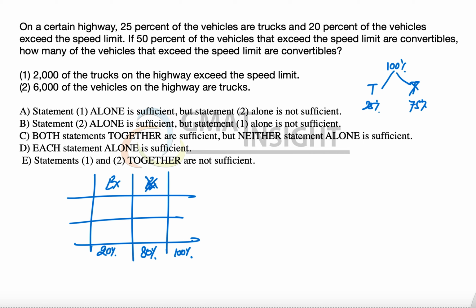If 50% of the vehicles that exceed the speed limit, so here some may be convertible, some may be non-convertible vehicles, and this line says that 50% of the vehicles that exceed the speed limit, which is 20%, are convertible. So we have to write here 50% of 20%, so that becomes actually 10%, and the remaining also remains to be 10%. The question is, how many of the vehicles that exceed the speed limit are convertible?